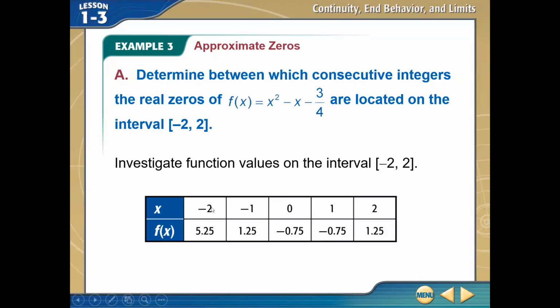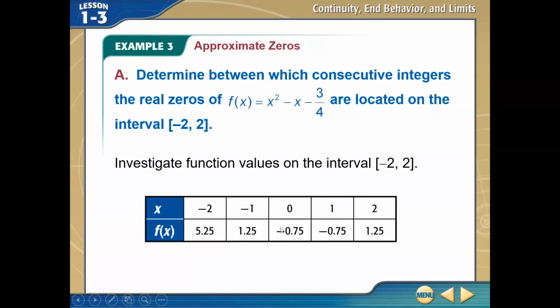So here, at -2, I got a positive 5.25. At -1, I got a positive 1.25. When I went to 0, I got a negative 0.75. So that tells me between -1 and 0, I had to have had an x value where f of x is equal to 0, and I touched the x-axis.